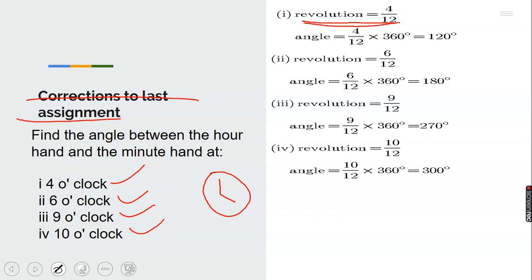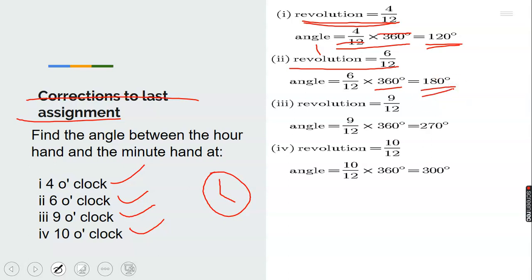You then convert the revolution to angle by multiplying it with 360 degrees. 4 over 12 times 360: 12 into 12 is 1, 12 into 360 is 30. 30 times 4 will give us 120. At 6 o'clock, the revolution is 6 over 12. Then convert it to angle by multiplying it with 360 degrees. That is 6 over 12 times 360. 12 into 360, we have 30. 6 times 30, our answer is 180 degrees.